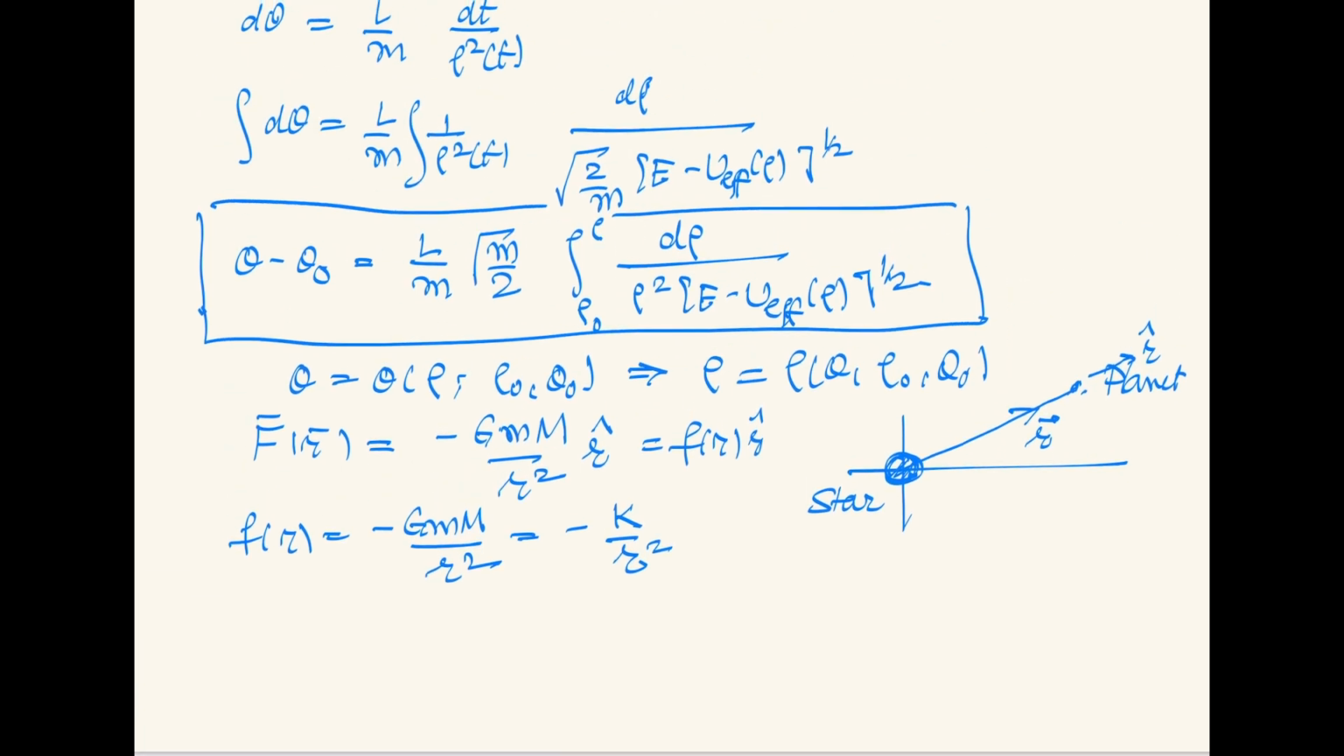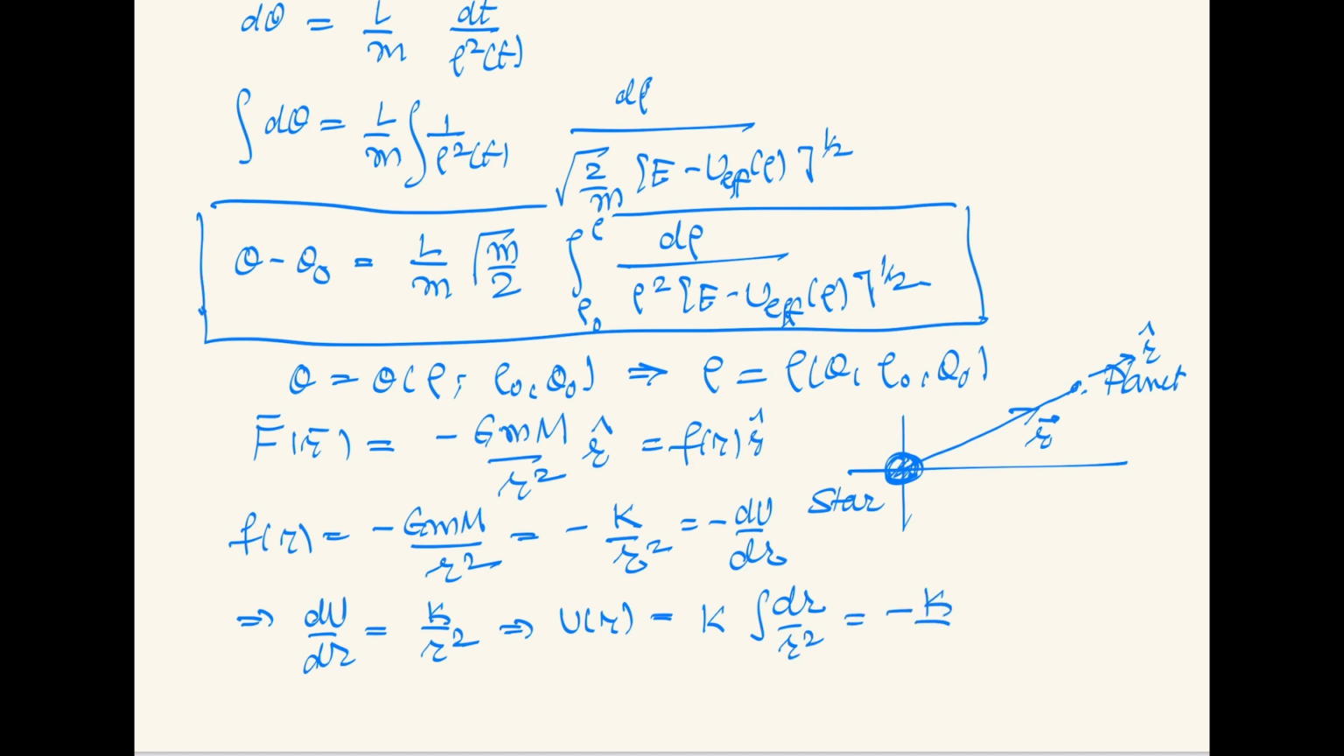Okay. So what is the potential associated with this? We know that F should be equal to minus dU by dr. So therefore I must have dU by dr equal to K by r squared. So therefore I must have U of r equal to K times integral dr by r squared, and that's minus K by r.